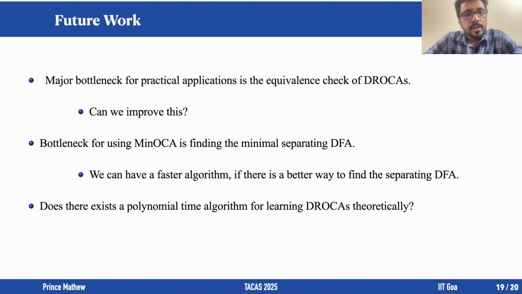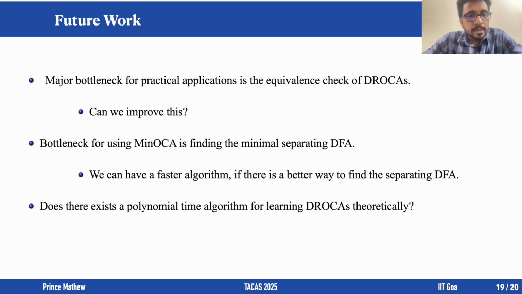Now future work. The major bottleneck for learning DROCA is the equivalence check. We know that it is polynomial, but the polynomials are huge. So can we have a better equivalence check for DROCs? This is one question that one can try to answer. And the bottleneck for using MinOCA is actually the difficulty in finding the minimal separated DFA. So we can have a faster algorithm for learning DROCs if there is a faster and better way to find the minimal separated DFA.